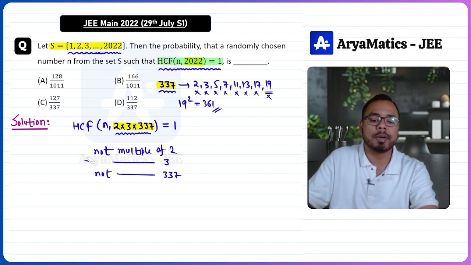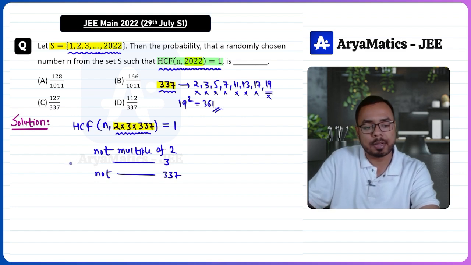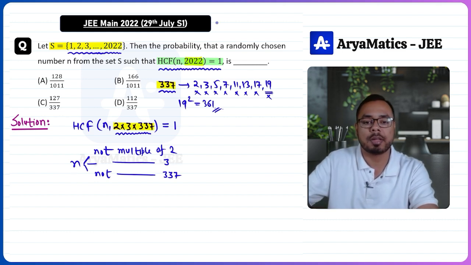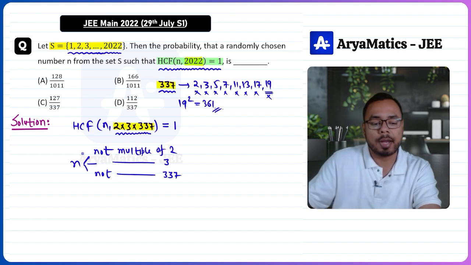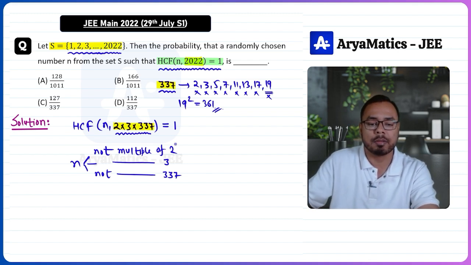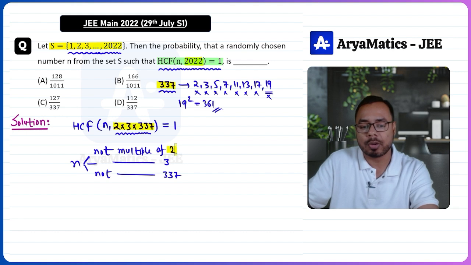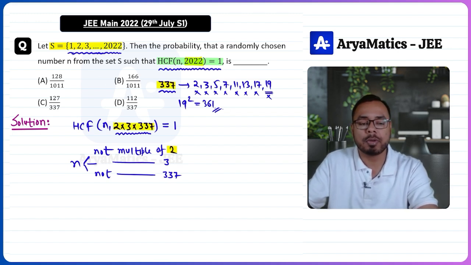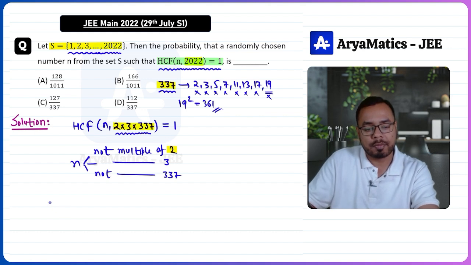So now we have to find how many numbers are there in that set which satisfy the condition that it is neither a multiple of 2 nor of 3 nor of 337. For that, first let us see how many numbers are there which are not a multiple of 2, and then we'll consider the other two facts, that it should not be a multiple of 3 and 337. If n is not a multiple of 2, it has to be an odd number. The different odd numbers are 1, then 3, 5, 7, 9.